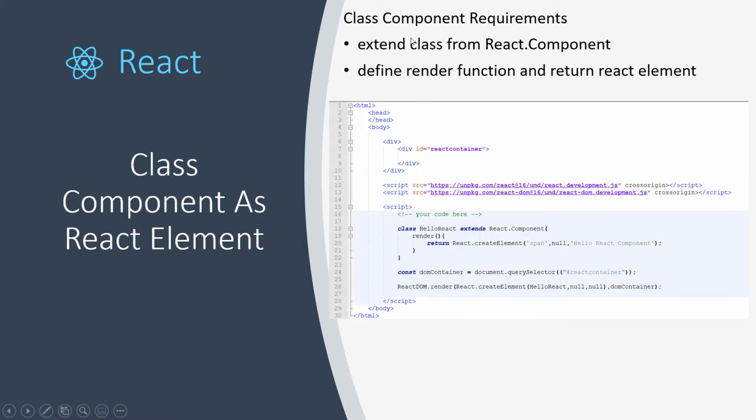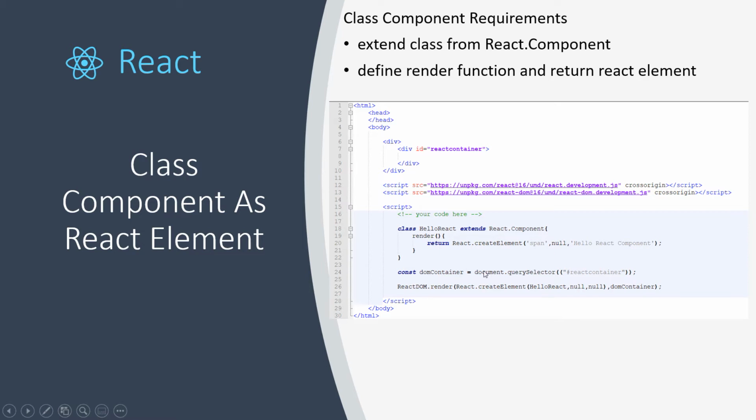In order to define a class component, there are two things it should fulfill. Number one, it should extend from React.Component, and second, it should contain a function with the name render, which will return the React element. So see, this is a class component which is extending from React.Component. It contains the function render and returns a React element, which is the same as in our previous video.